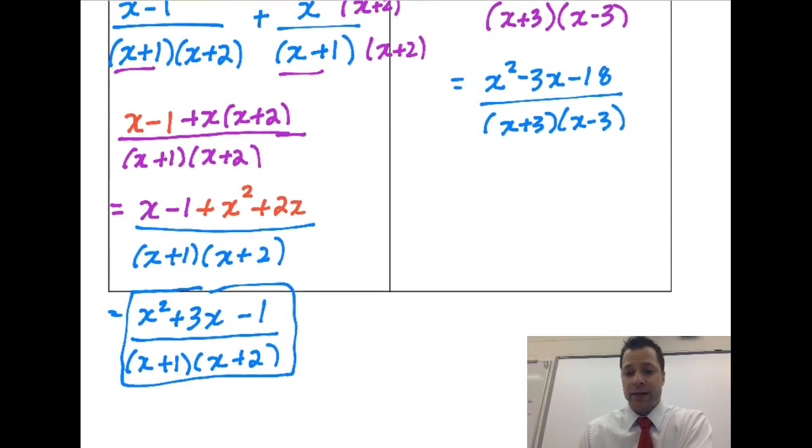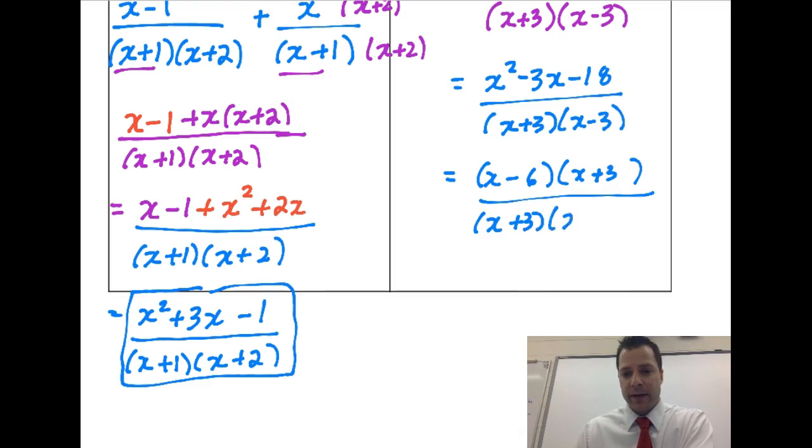Now we have to see if we can factor this one. Two numbers that multiply to be negative 18 and add to be negative 3: our set of parentheses, x and x, would be minus 6 and plus 3. So we will be able to simplify something out of this. We go ahead and do that, and notice the plus 3s are gone.